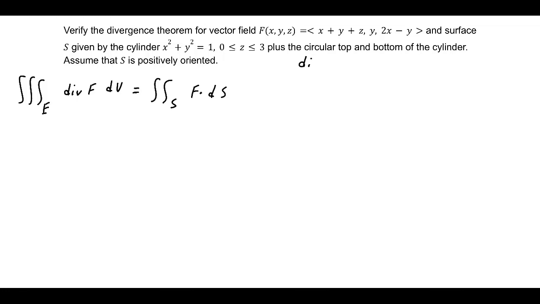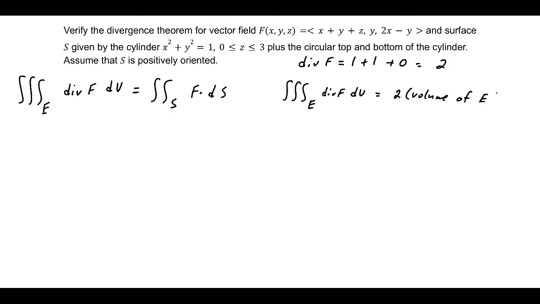To do this, we need to note that the divergence of F, which is P sub x plus Q sub y plus R sub z, is equal to 1 plus 1 plus 0, so the divergence of F is equal to 2, which means the triple integral over E of the divergence of F dV is equal to 2 times the volume of E.